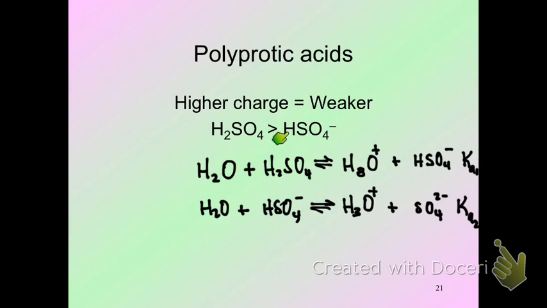So SO4 minus, right, HSO4 minus and H2SO4, as acids, HSO4 minus is a weaker acid than H2SO4. Give me the reason. Because its conjugate base has a higher negative charge. What is the proton when it leaves? Positive charge, right? More negative charge holds on to positive charge.